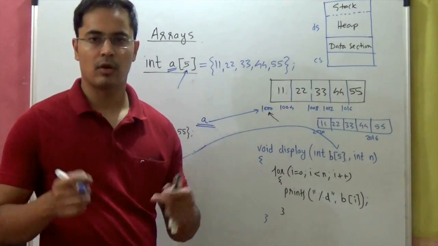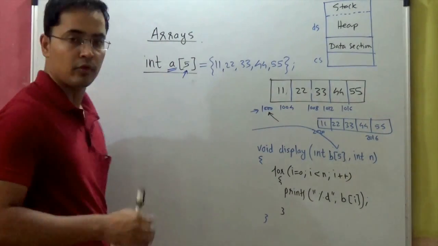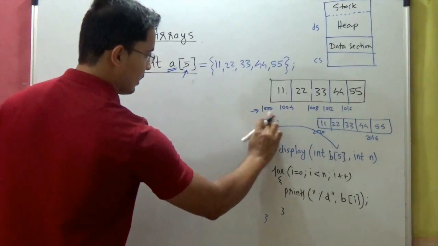Let's look at something called pointer arithmetic and how we can use pointers with arrays. Now you know that the array name gives me the base address, that is 1000, right?